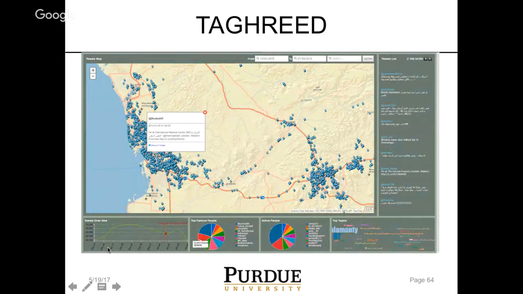And this is the user interface of the TagRead system. It also has a spatial map, and it will show the trending tweets or events and the keywords of these tweets also on the interface.